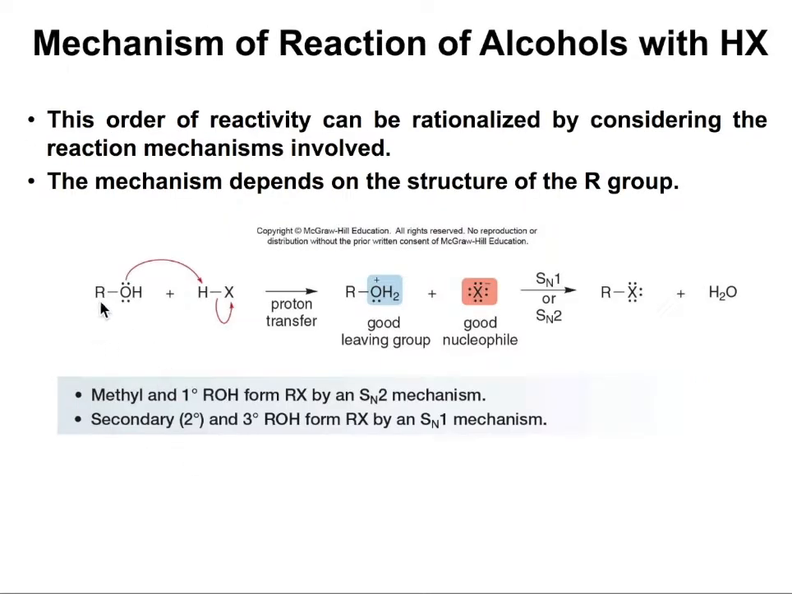This is the general mechanism that I just talked about. So we have the OH that will come and get the hydrogen, and then the X minus will leave. The first step is a proton transfer. Now we have the water as a good leaving group, and then we have a good nucleophile, that's the halide that just left, and then the next reaction can either be an SN1 or an SN2 depending on the substrate that we are talking about.